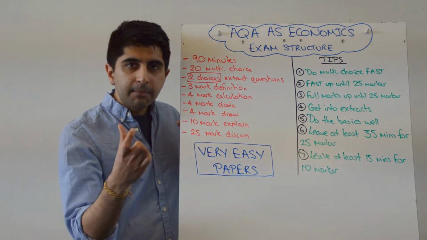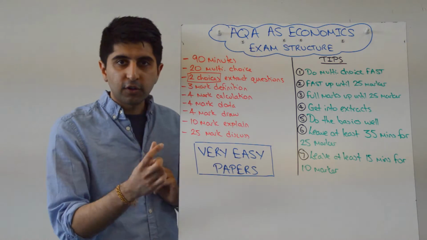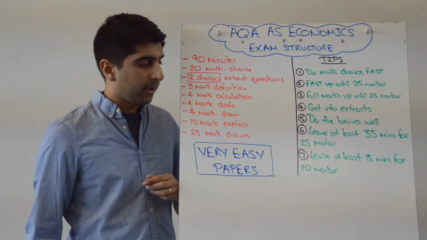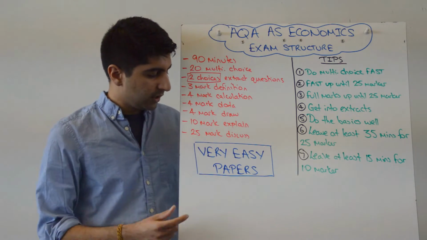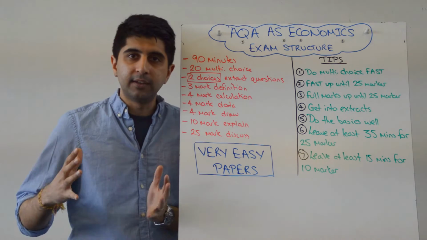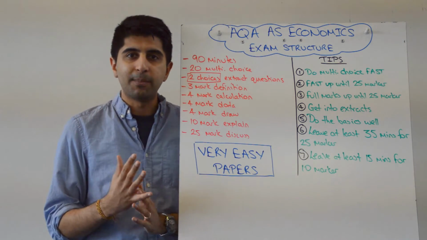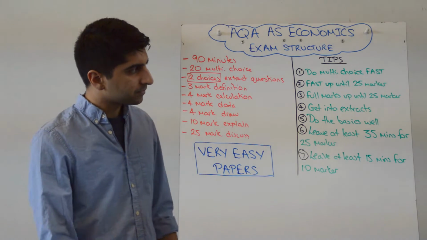You're then going to have a 10-mark explain question, so the first of your two essays in your micro and your macro paper. You're then going to have a 20-mark big discuss question. This is your big evaluation-based question at the end of the paper, 25 marks.